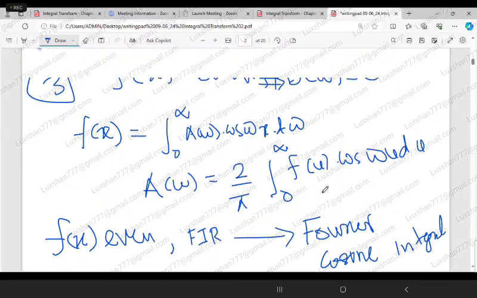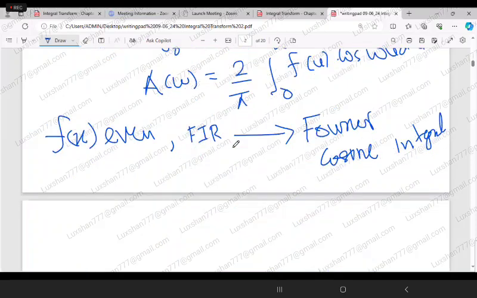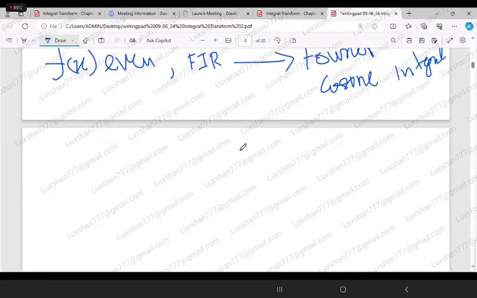Okay, so here we have defined the Fourier sine integral and Fourier cosine integral for odd function and even function. But to find the Fourier sine integral and cosine integral, the function need not be odd or even. That is the important thing. So that is the next note.